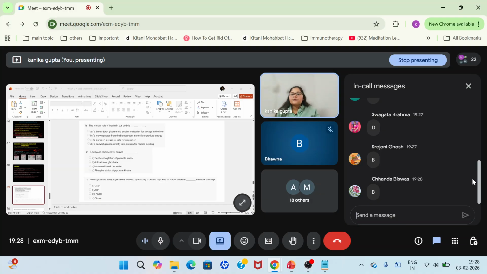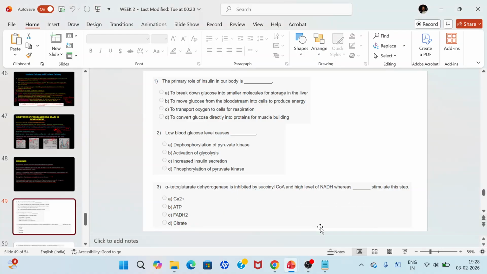Yes, the answer is B. To move glucose from bloodstream into the cells to produce energy. Okay, next question. Low blood glucose level causes what?